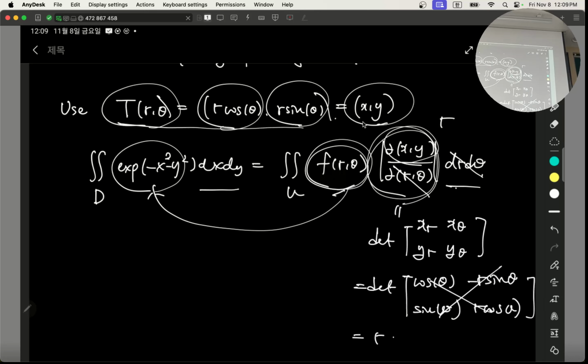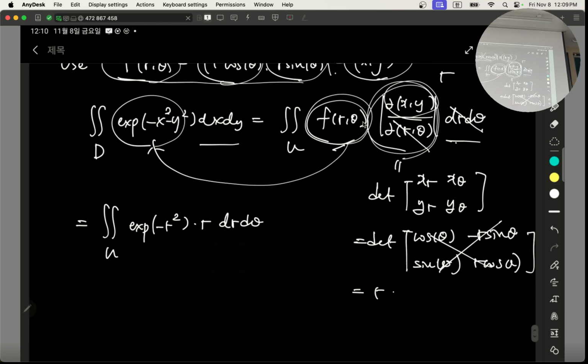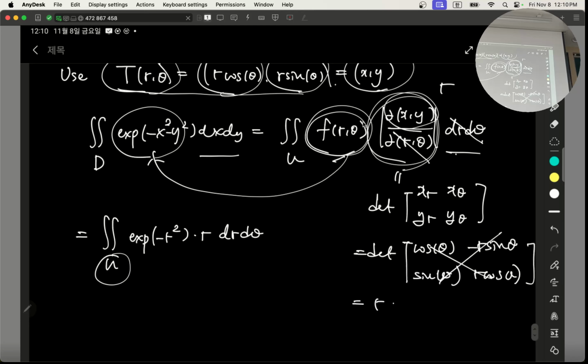And what is f(r, theta)? You simply substitute x and y. So it's exponential of minus r squared, times r dr d theta. So we are taking the double integral, but it's better to use Fubini's theorem to use the iterated integral. So we need to figure out what U is.